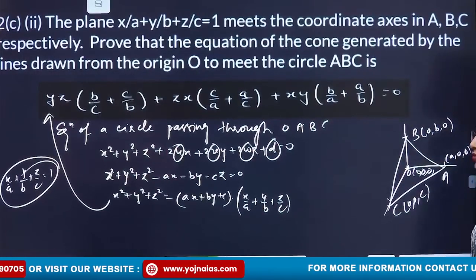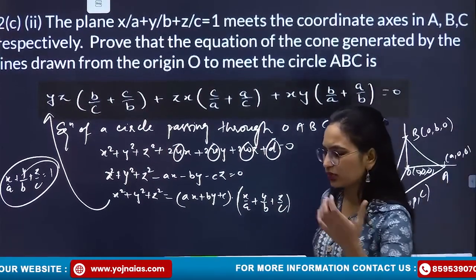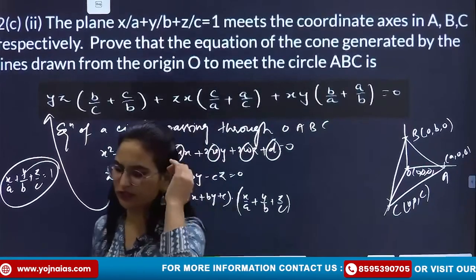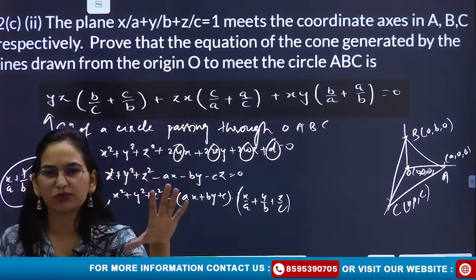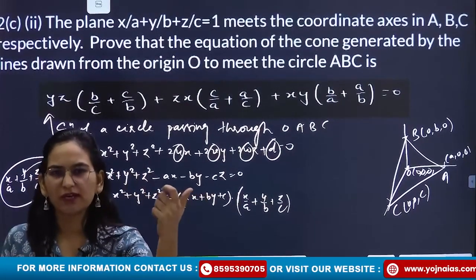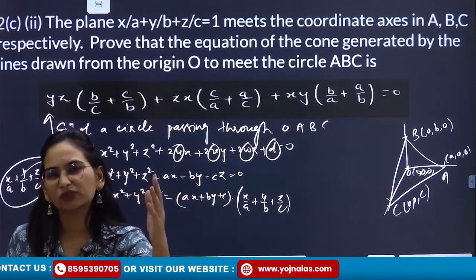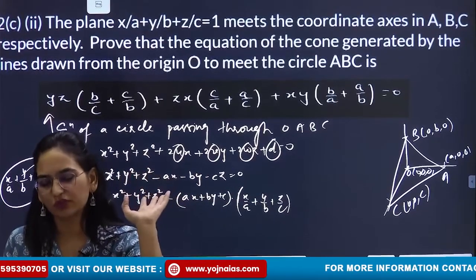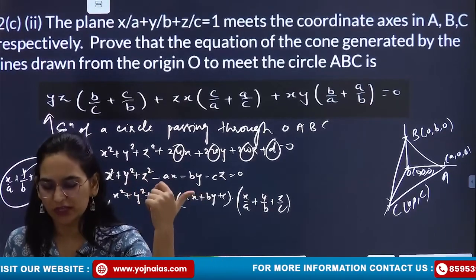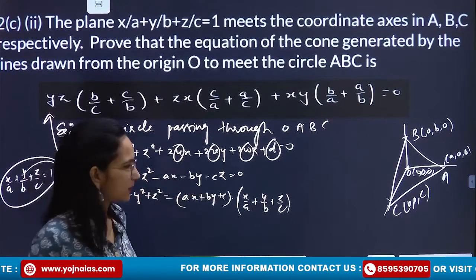You need not do anything more, but you should know how to find the equation of a circle which passes through 4 points. To write the general equation of the circle, put all the 4 points and find out the four constants or four variables which are used in the equation. Okay.